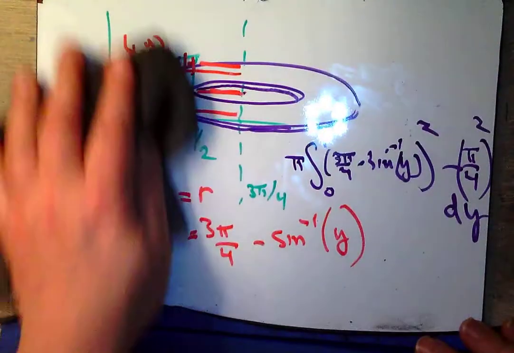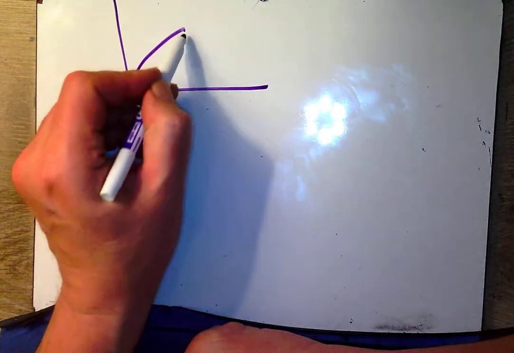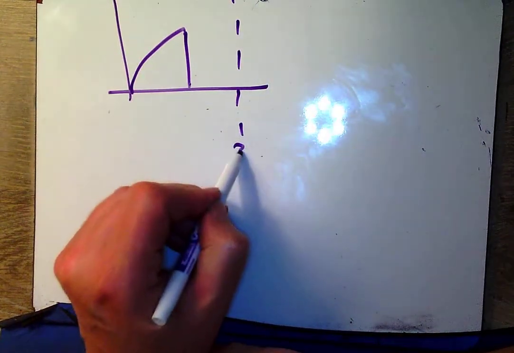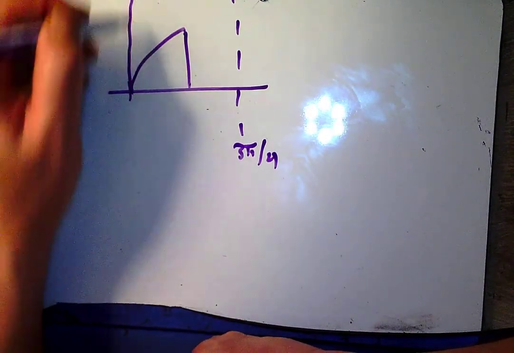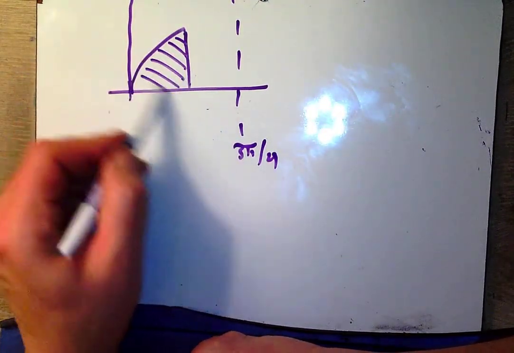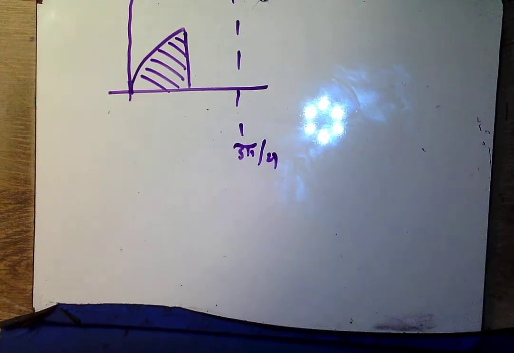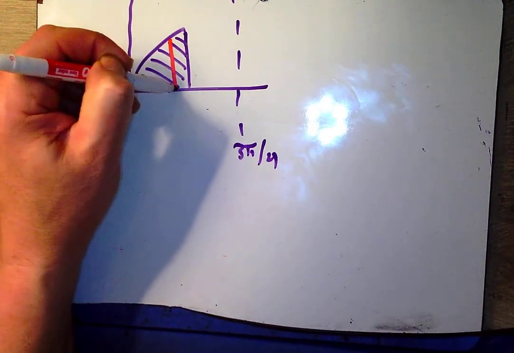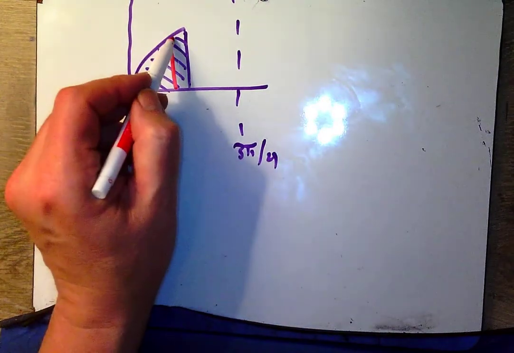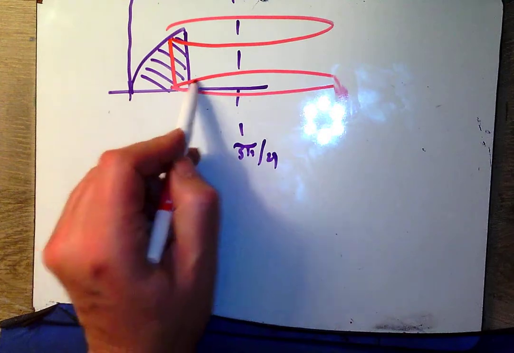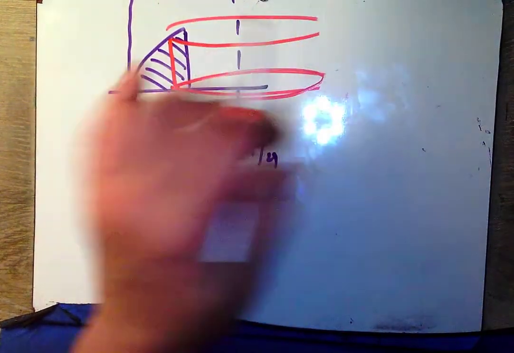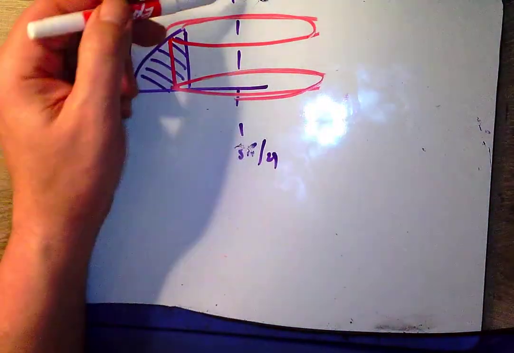So let's take care of this last one, number 10. 10 says we're still going to rotate around 3 pi over 4, but this time we're going to use shells. So I draw something parallel to the axis of rotation, and at each end of that segment I draw a circle whose center is the axis of rotation.